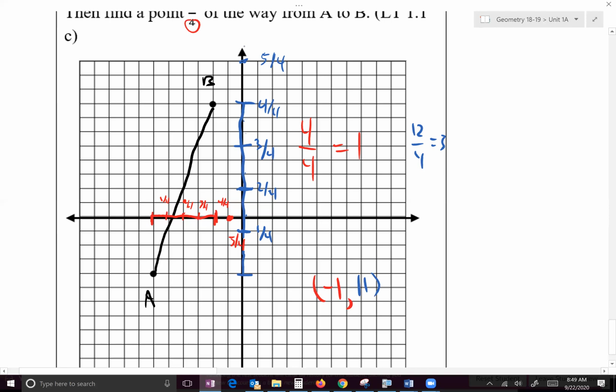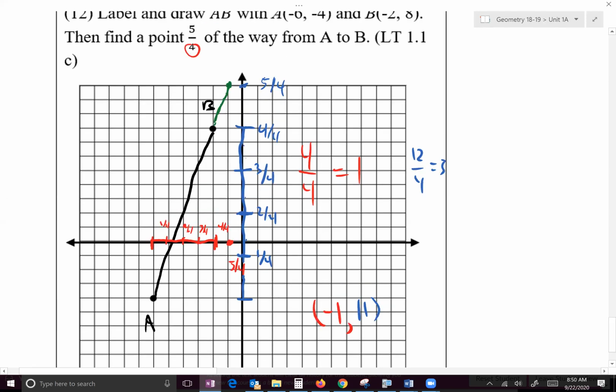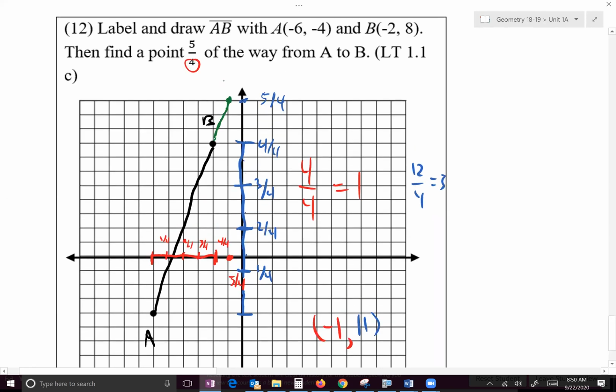So right there, which if we extended our line out, would be our point. Okay. Call that point C. And that's our answer.